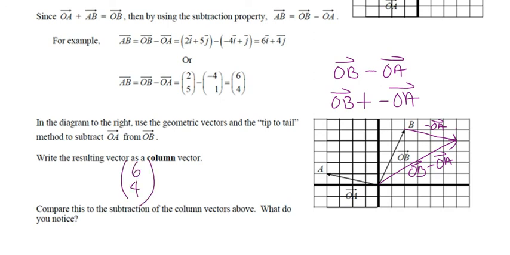6, 4. Compare this to the subtraction of column vectors above. What do you notice? Now you get to say, it's the same. They're the same. Okay, guys. They're the same.